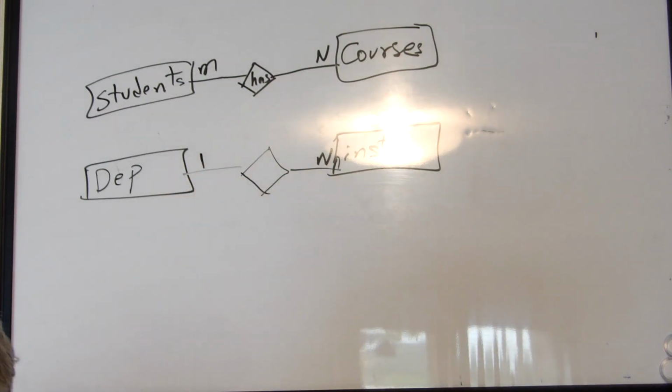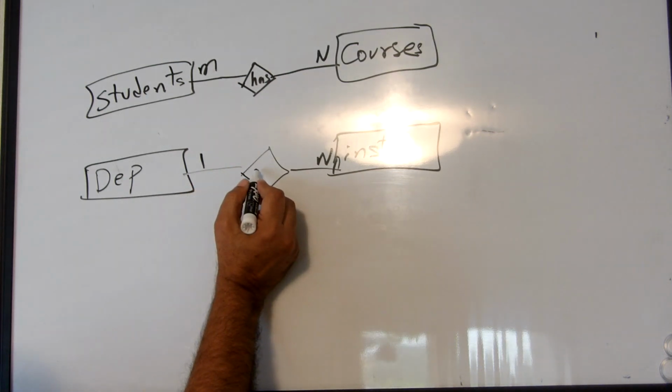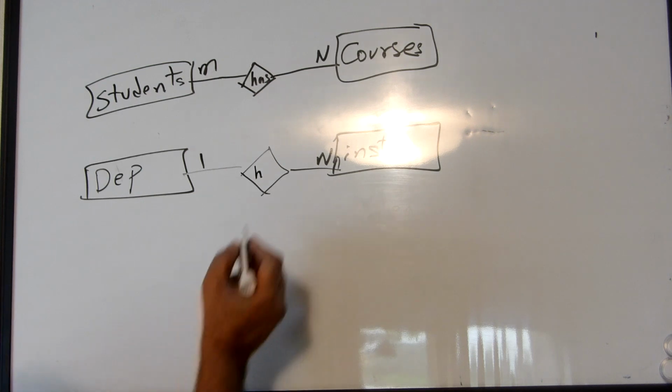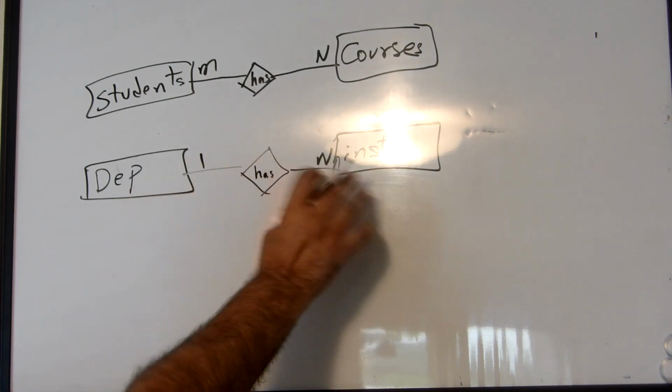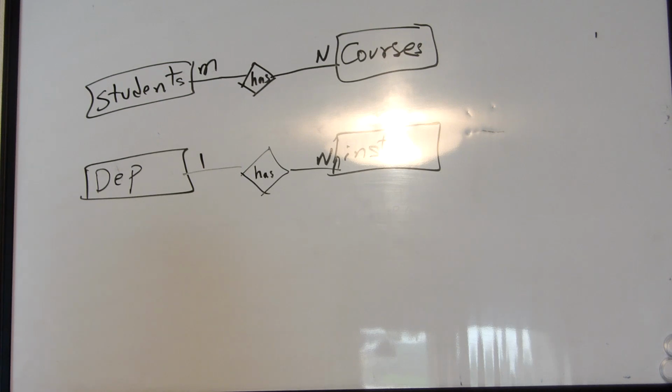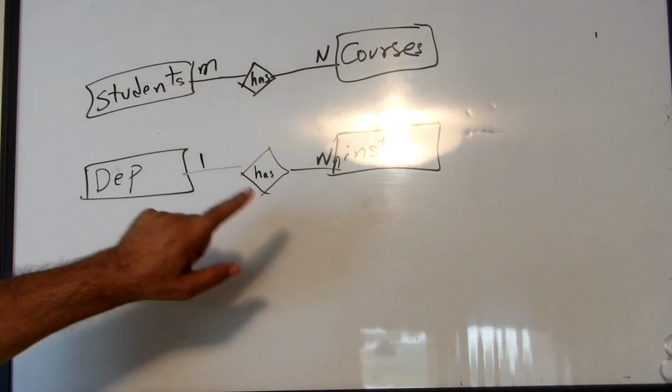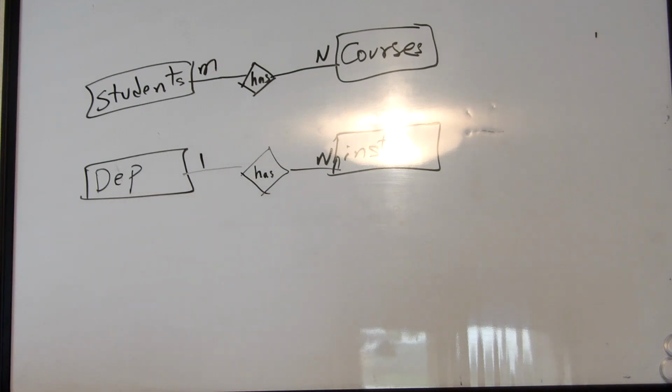You can write the name anything. One department has many instructors, but one instructor can belong only to one department. We can get another one, and it is one-to-one.